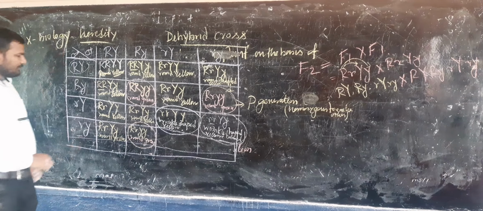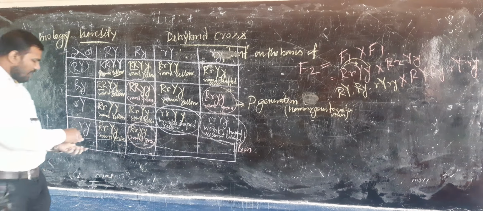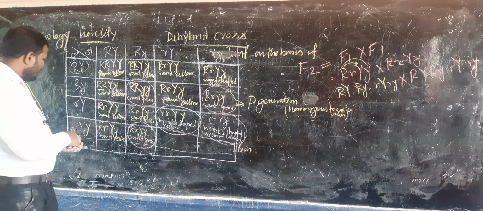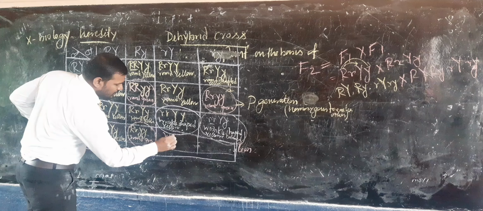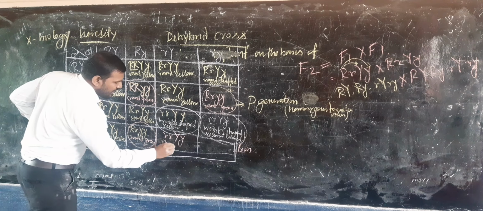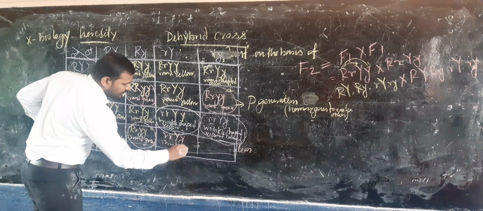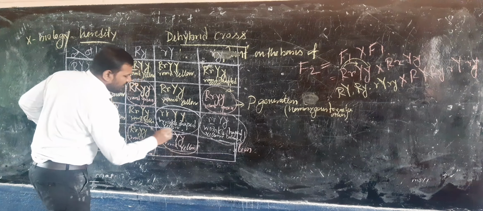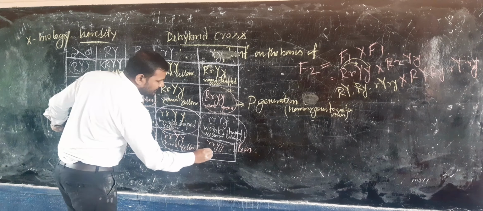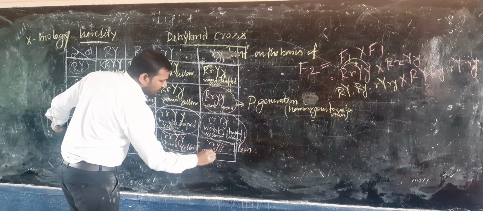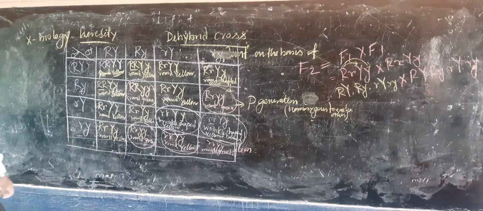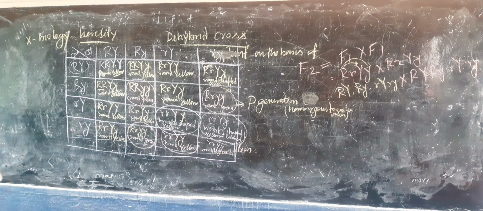This is another one. The next one will be small r, capital Y, small y. They will be the wrinkle shaped yellow color. And the last one, small r, small y, small y. Wrinkle green. So by judging this, we can get the phenotype.